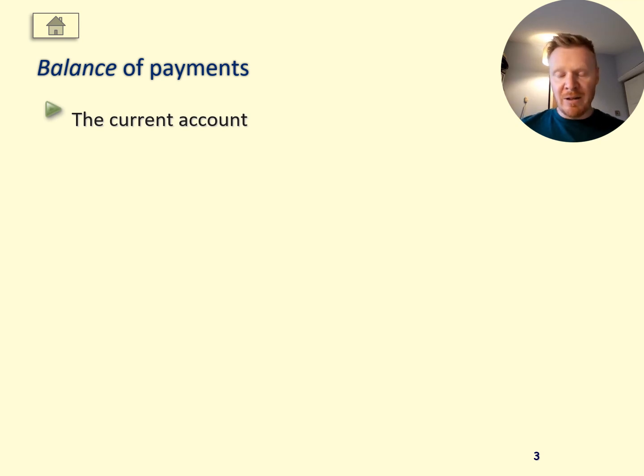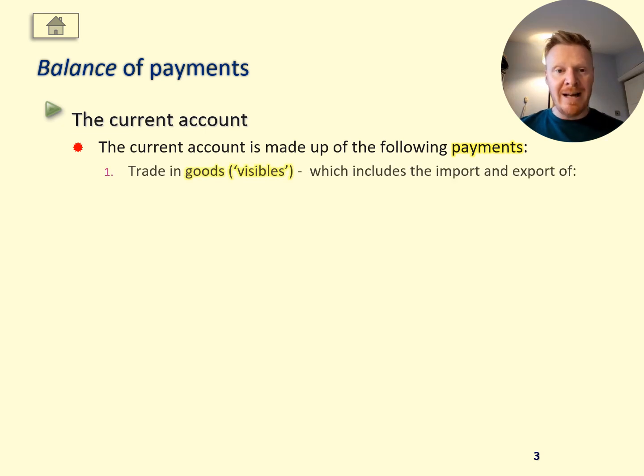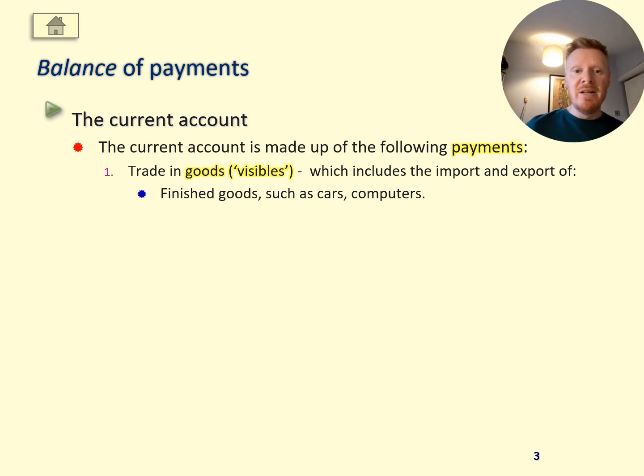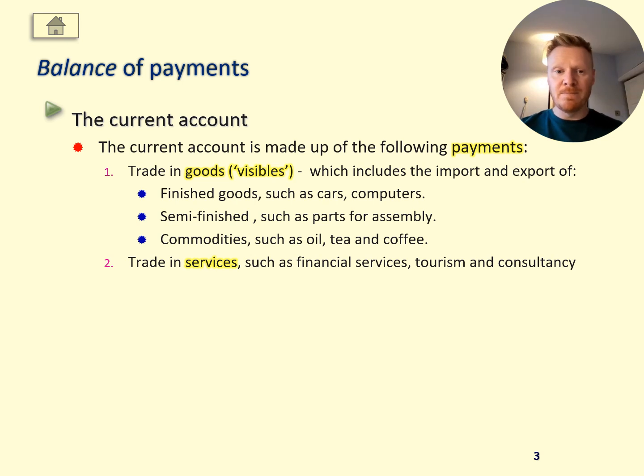Okay, so let's begin by having a look at the current account. So the current account itself is broken up into four main areas. The first is trade in goods, sometimes called visibles or tangibles, things you can pick up, touch, feel, exist, basically. So these can be finished goods that we would consume as consumers, semi-finished goods, so things we might be importing and exporting to go into something else, like microchips, something like that. Commodities, your raw materials such as oil, tea, coffee, copper, that sort of thing.